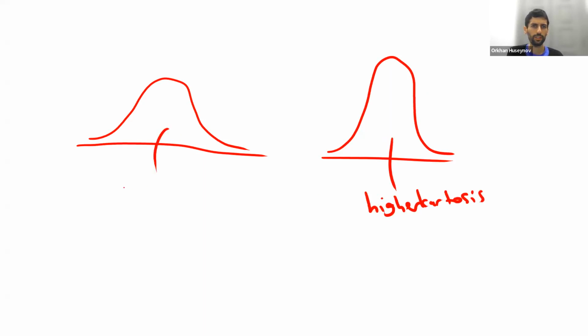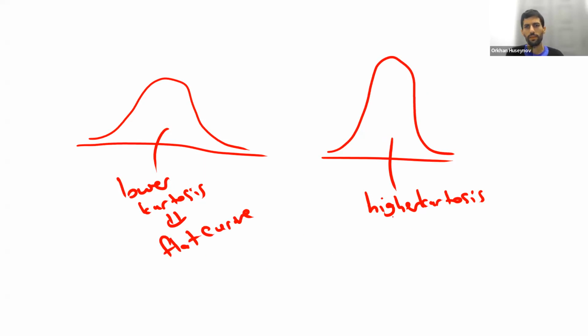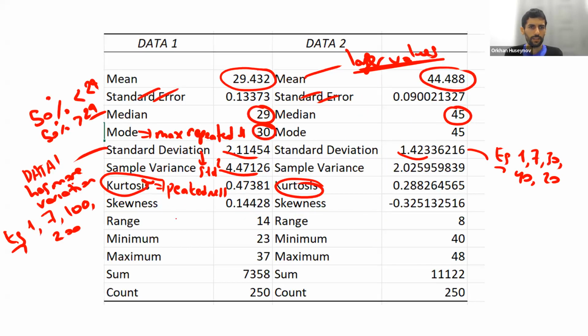Okay, and the one here has the lower kurtosis. So lower kurtosis means that it is flat. Okay, flat curve, you can see. And then the skewness, about positive and negative, as you remember, the positive skewness means the right, and the negative skewness means the left.